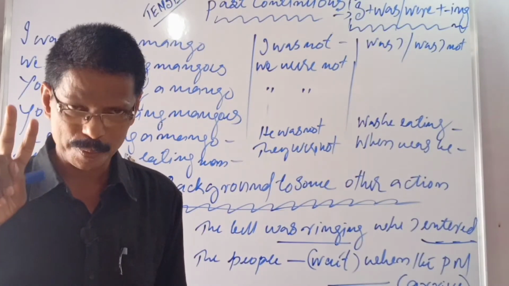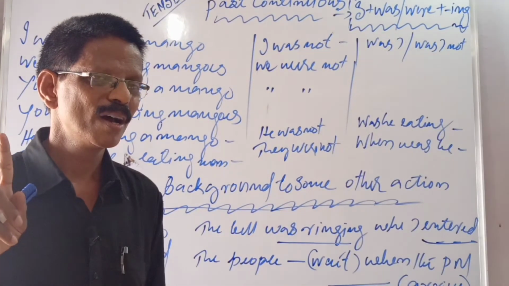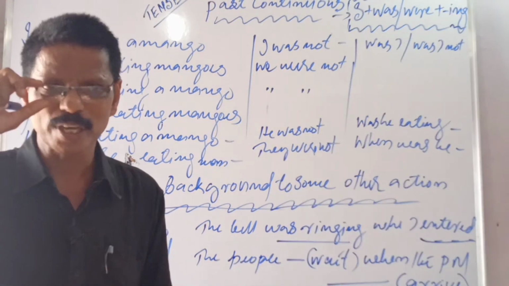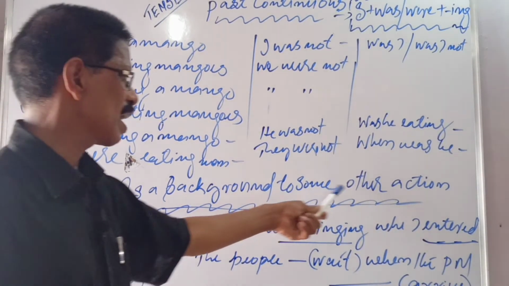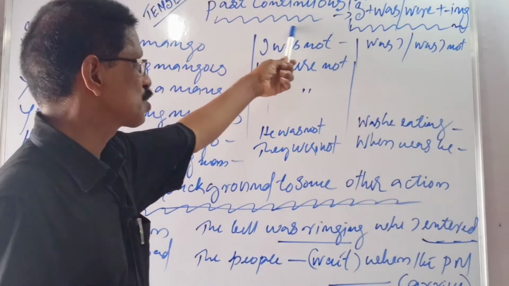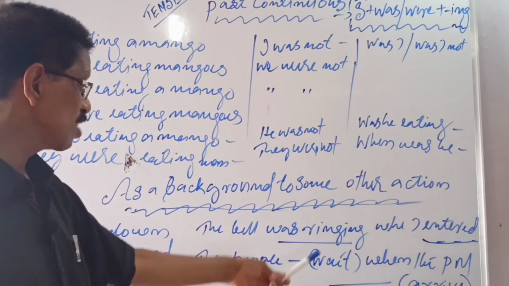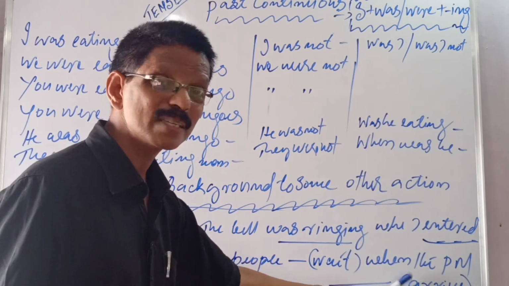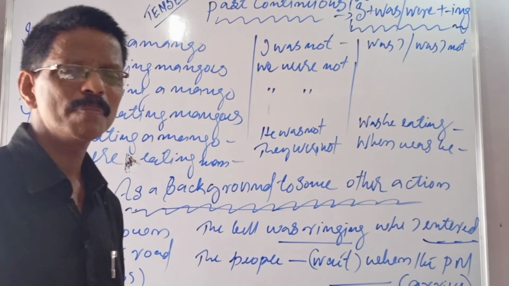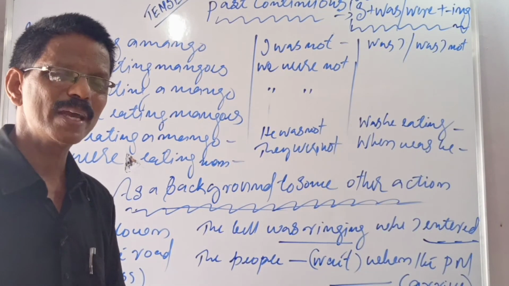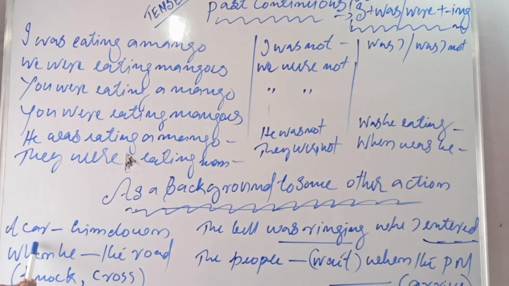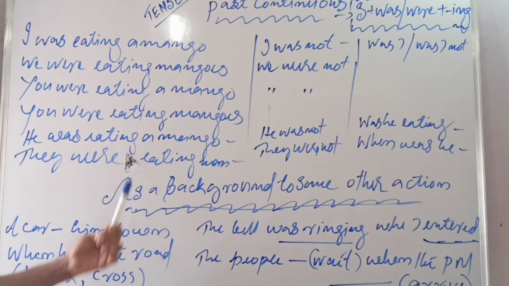When two actions are happening in a past period of time, I repeat, when two actions happen in a past period of time, one going on happening as a background to some other action, it is expressed in past continuous tense. People were waiting at the station when the prime minister arrived. Two actions are there. The prime minister arrived, of course. At that time, what were the people doing? They were waiting, going on, happening, continuing. Okay? Or, I was crossing the road. Then what happened? He was crossing the road when a car knocked him down.